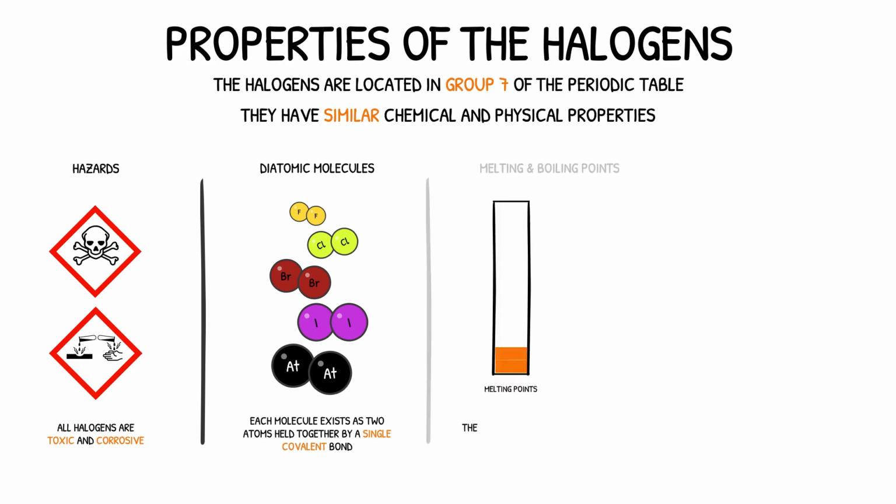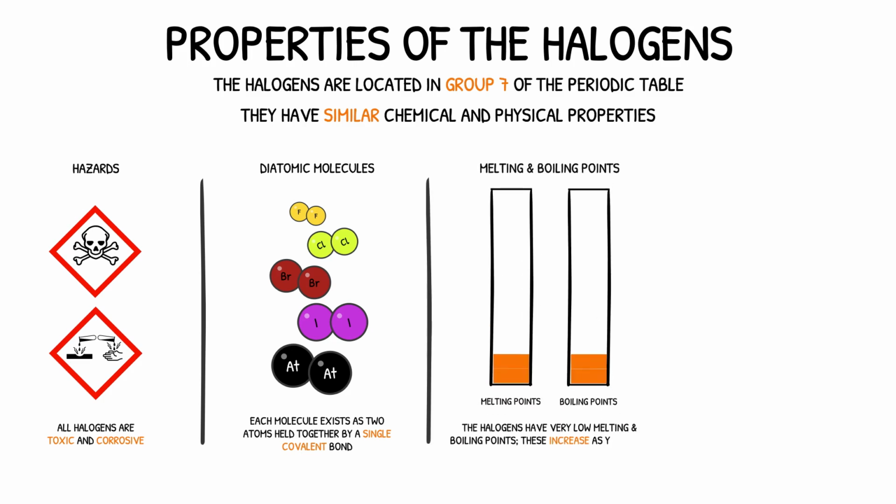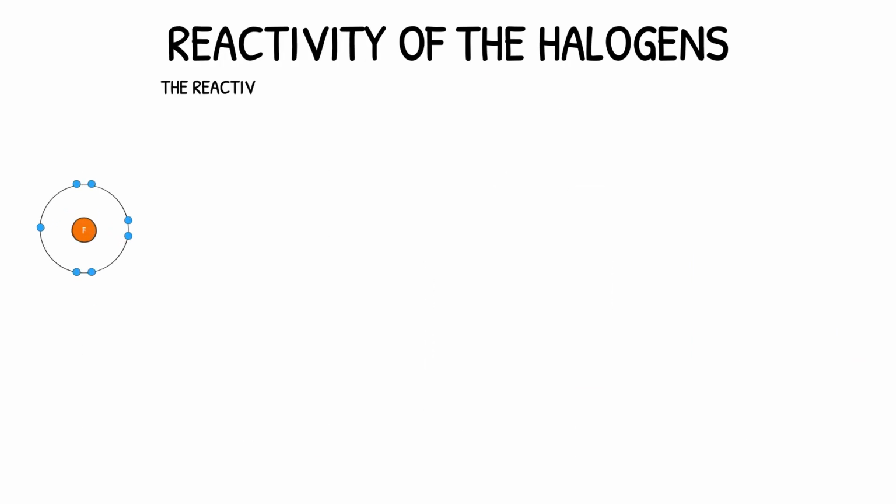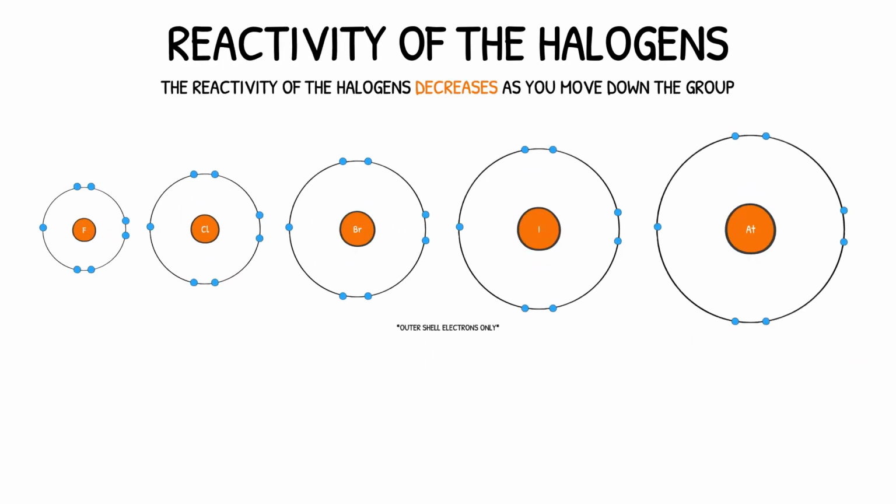They have relatively low melting and boiling points, and these values increase as you move down the group. This is because of the increased strength of the intermolecular forces as the molecule increases in size, therefore requiring more energy to be overcome. Similarly, the densities of the halogens also increase as you move down the group, with fluorine being the least dense of the group and astatine being the most. As well as the trends in their physical properties, there are also trends in the chemical properties of the halogens, namely that their reactivities decrease as you move down the group.